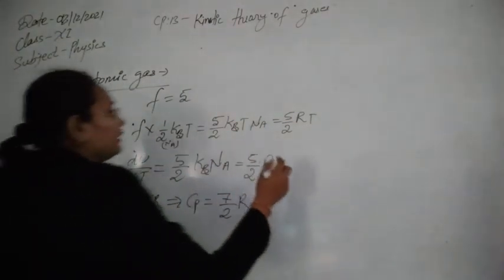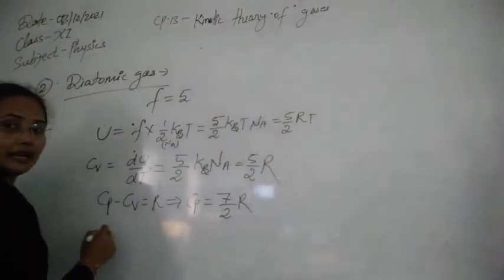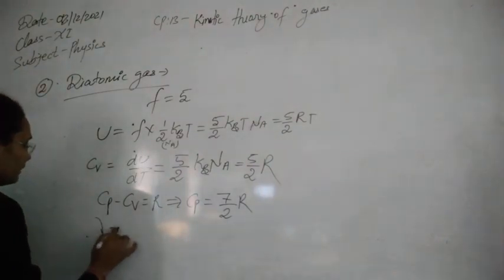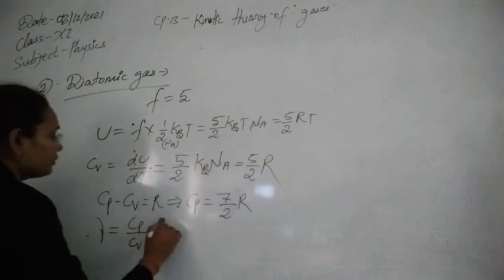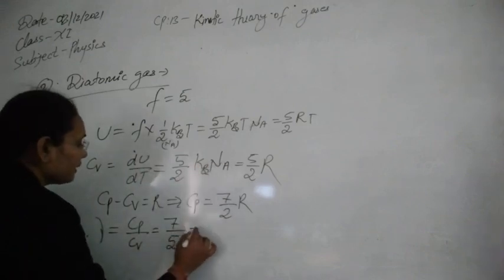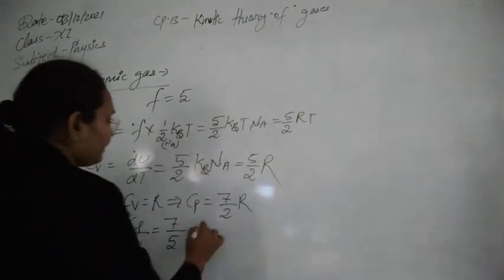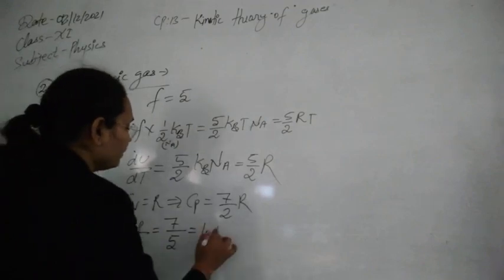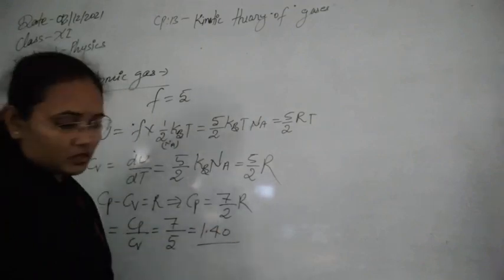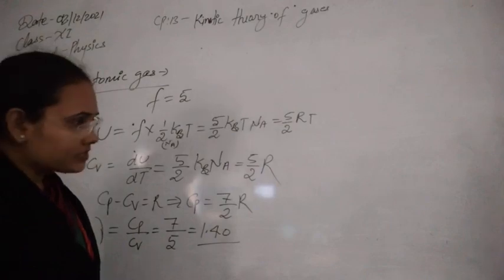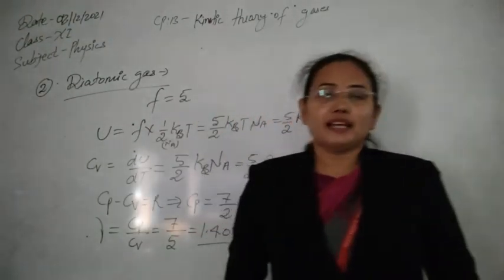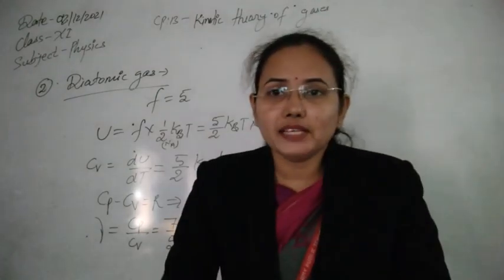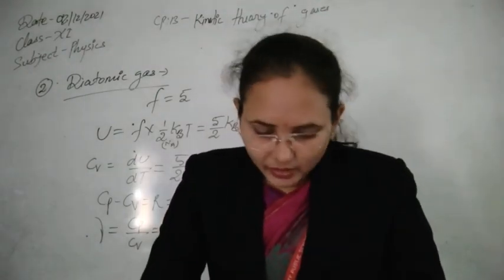Now the third one, the atomicity for the diatomic gas. If you have to calculate that, then gamma has the value Cp upon Cv. If you put in the values, it will be 7/5, and 7/5 has the value 1.40. So 1.40 is the atomicity of the diatomic gases. Whenever any diatomic gas is there, it will always have the atomicity equal to this value.